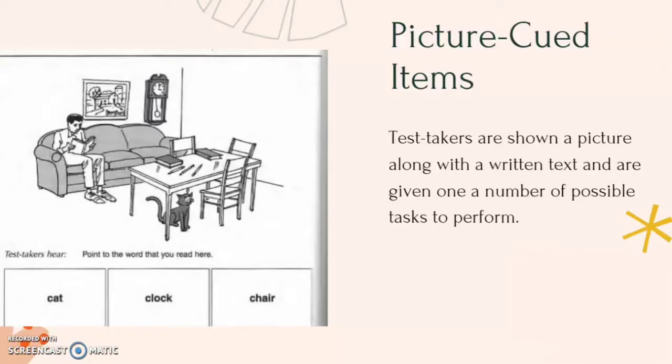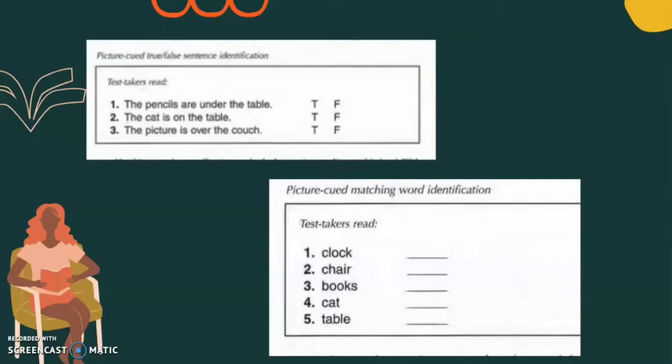The next one is picture-cued items. The test taker is shown a picture along with a written text and is given one of a number of possible tasks to perform. Like this, as you can see on the screen, here is the picture, and under the picture there is a task. With the same picture, we can also present true or false sentence identification.